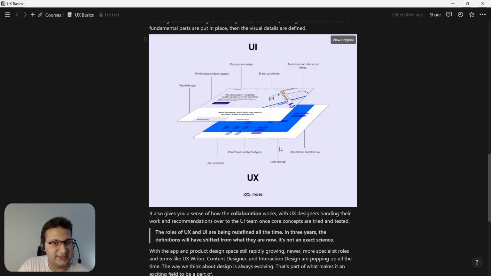Then this is a good illustration again. UI is what the user sees, but behind the scenes we had user research, wireframe, prototype, user testing, information architecture. This might be in collaboration with UI designers, but this is what UX actually is, where we are working out the best possible user experience for the user. What the user sees is the visual design: wireframes and prototype, responsive design, brand guidelines, animation, and interaction design. These are primarily managed by the UI design team, but again, UX has a say in these topics, and UI similarly has their input on these processes as well.